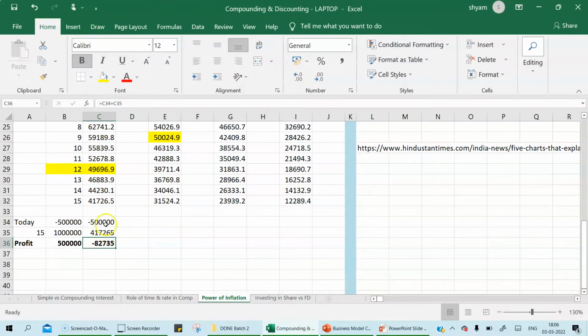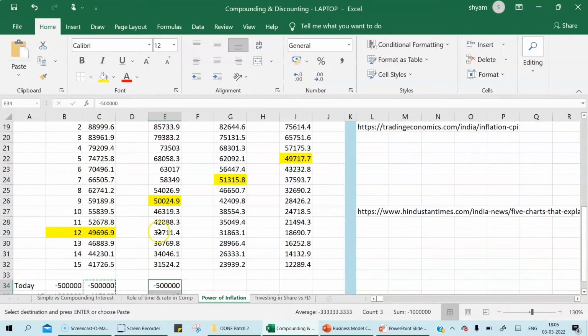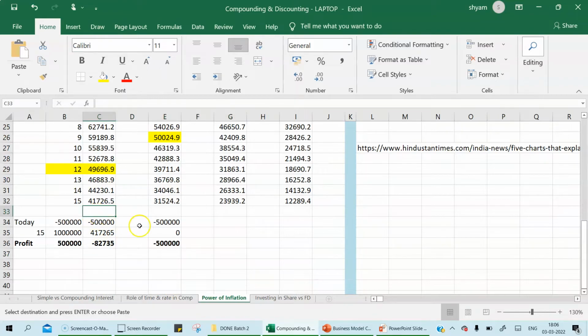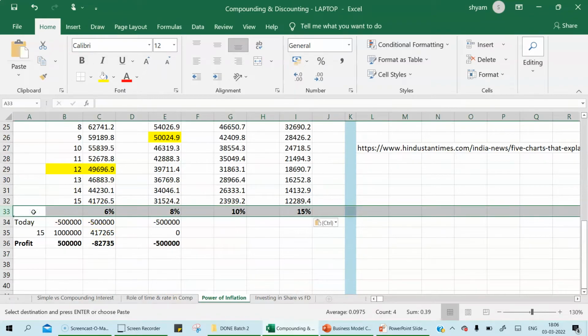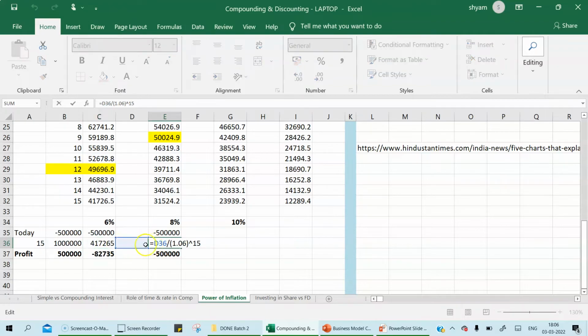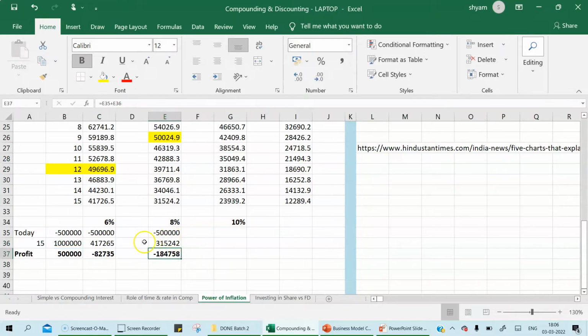The same concept will apply for an 8% discount rate. Let's work out this scenario. The same number divided by 1.08 to the power of 15 years. In 15 years, the 10 lakhs would be worth only 3 lakhs. And you would have paid today itself 5 lakhs. That means you end up with 1.8 lakhs as loss.